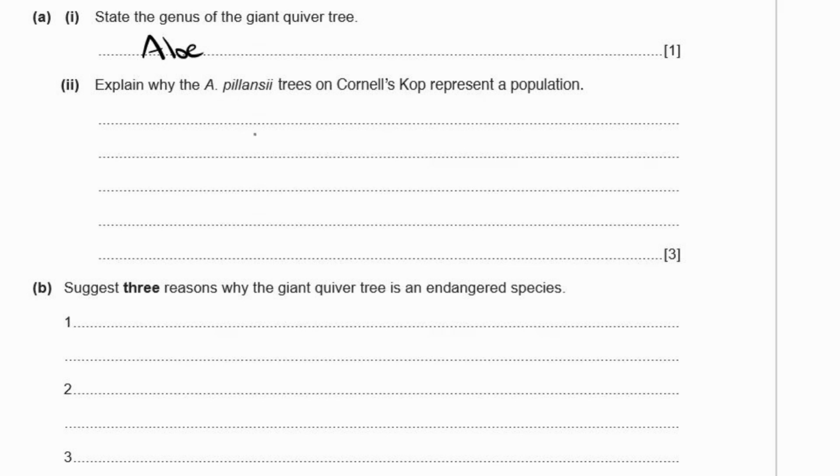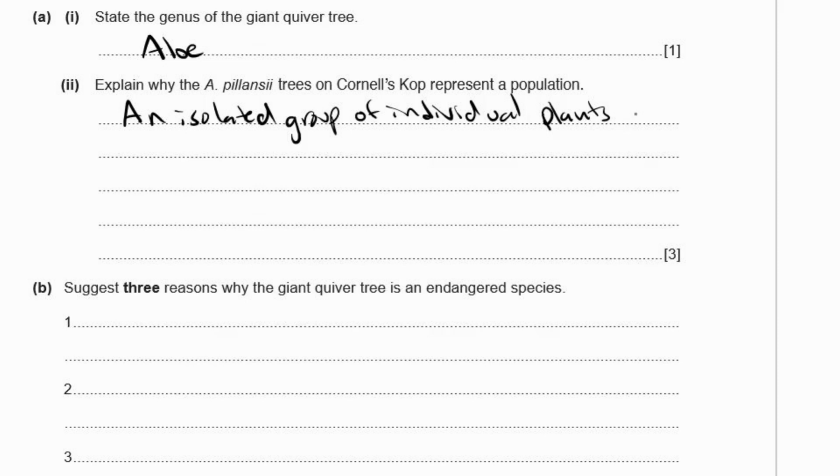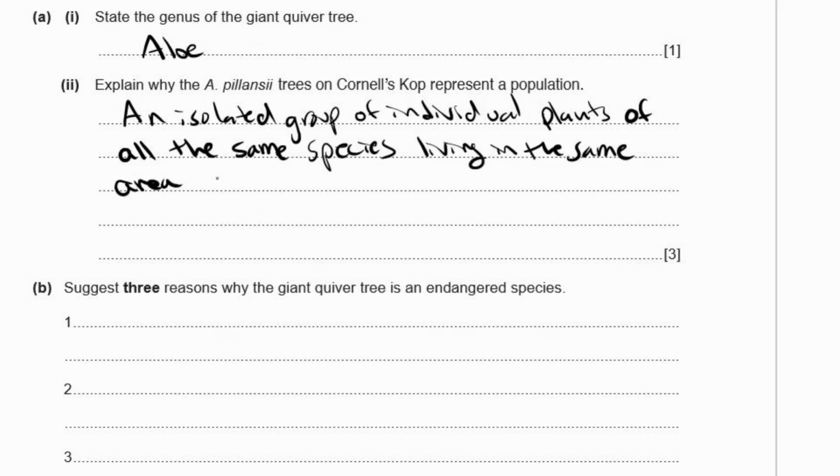2. Explain why the A. Palancy trees on Cornell's Kop represent a population. So these trees are an isolated group of individual plants of all the same species, very important, living in the same area at the same time. Okay, this is an important definition you need to know. So an isolated group of individual plants, or individual organisms, if they're talking about something else, of all the same species living in the same area at the same time.